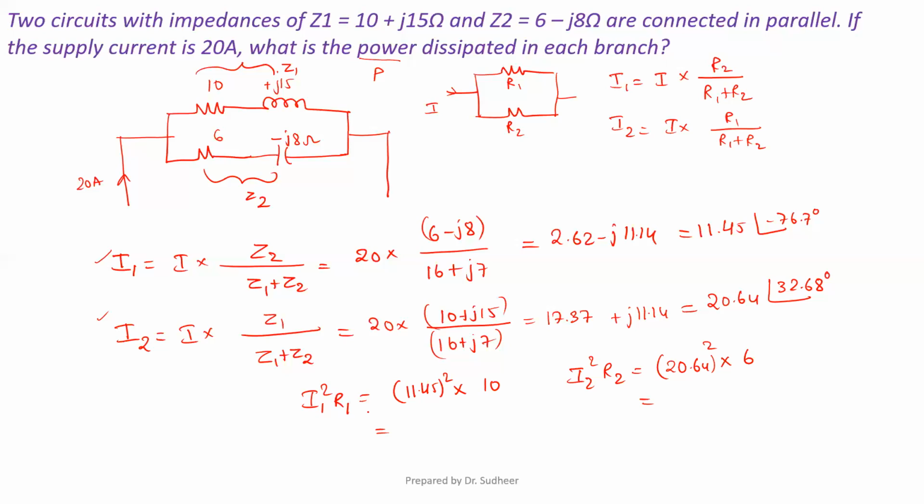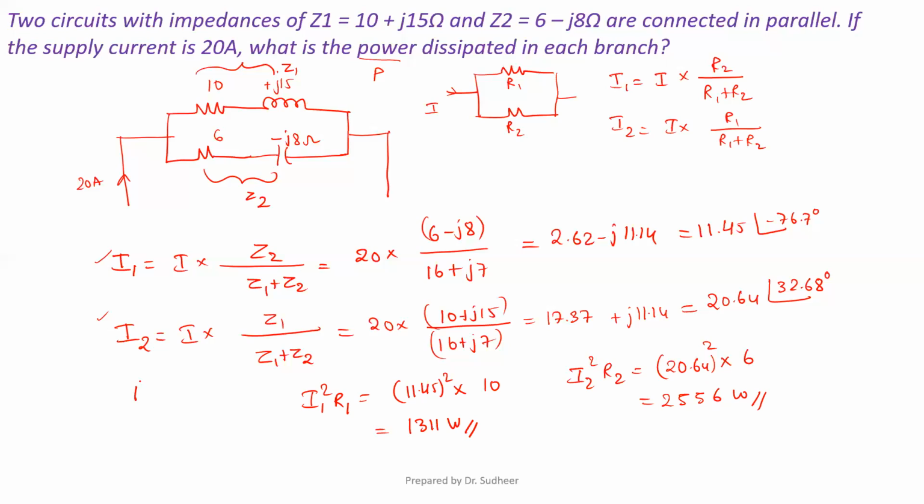Okay, so 11.45 square multiplied with 10, you are going to get 1311 watts. What about this? 20.64 square multiplied with 6. You'll get 2556 watts.